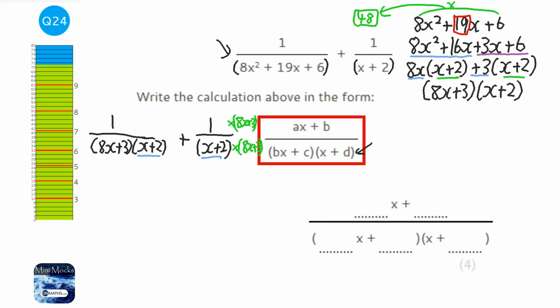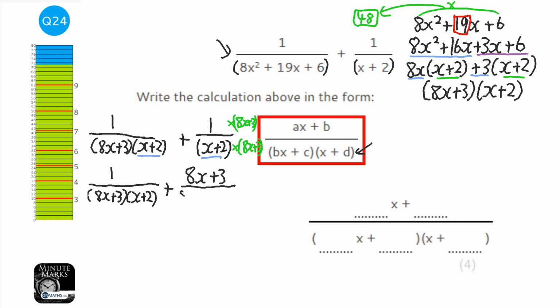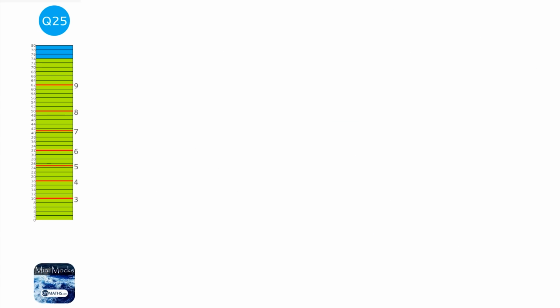Right, so I'll rewrite that just to make sure my working out is really clear. So the top becomes 8x plus 3, and the bottom actually is the same as the other side, which is good because now we can add the tops together. So if we add the 1 to the 8x plus 3, we get 8x plus 4. And then we've got (8x plus 3)(x plus 2). And that's my answer.